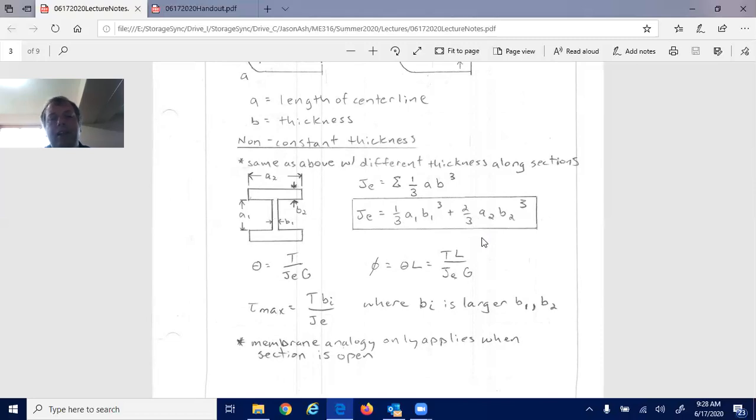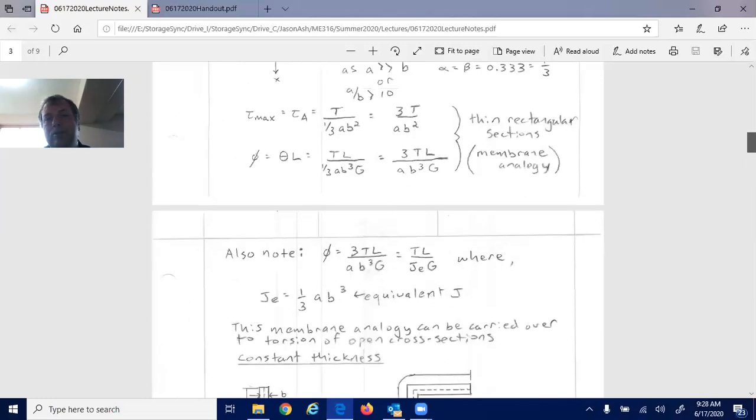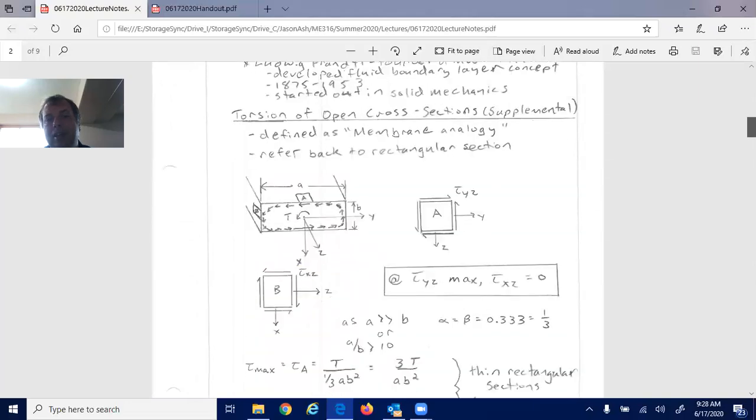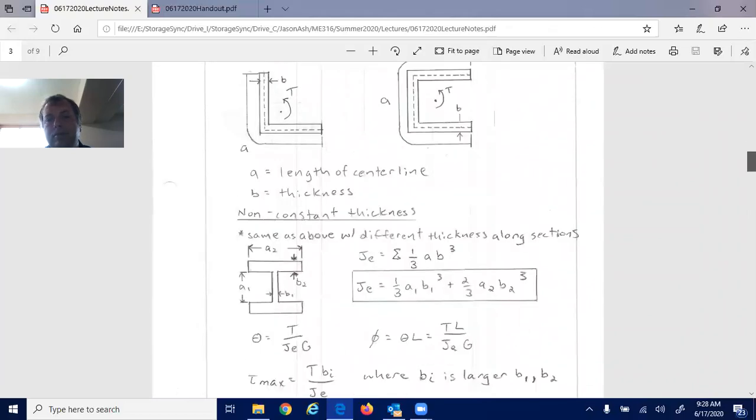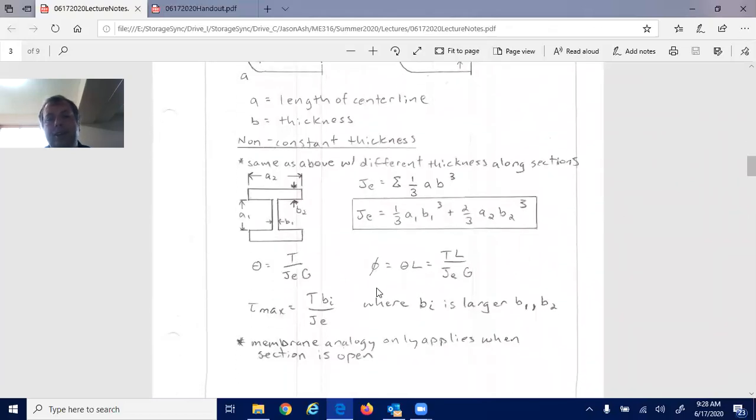From that point, your angle of twist per unit length is your torque over JE times G. Your actual angle of twist is theta times L, so TL over JE times G, just kind of like what we saw previously up at the top here. And so you can calculate your angle of twist with that equivalent polar moment of inertia.